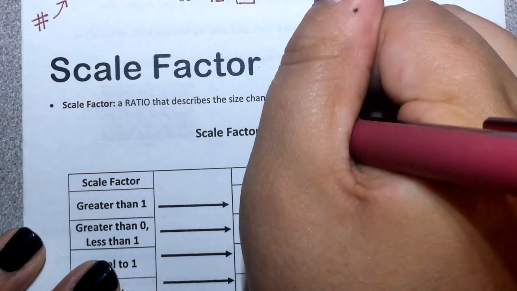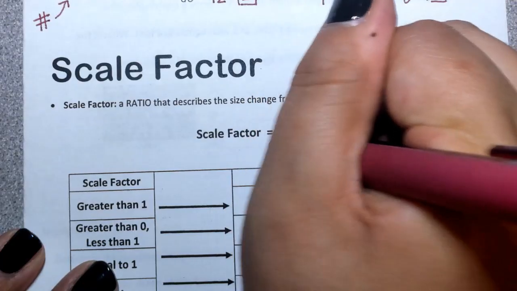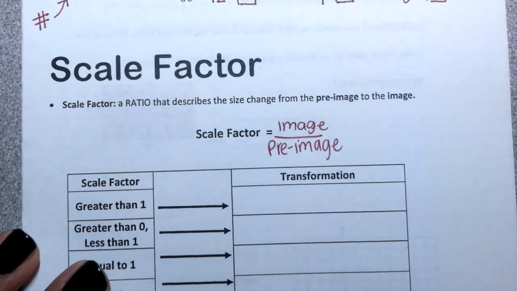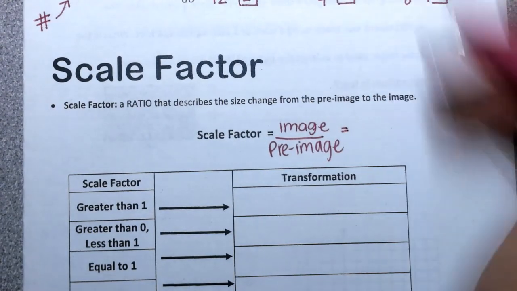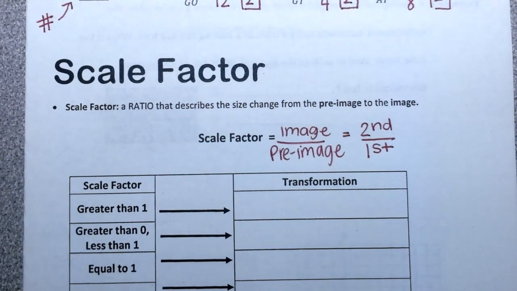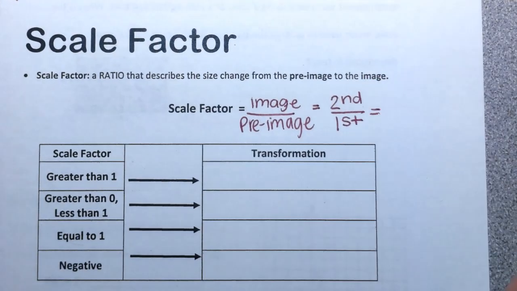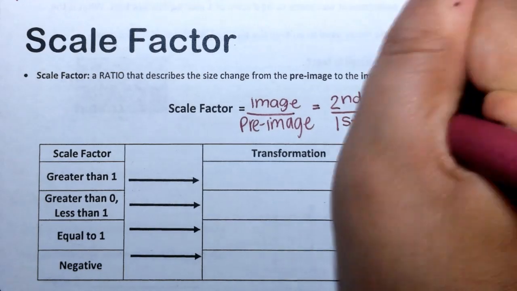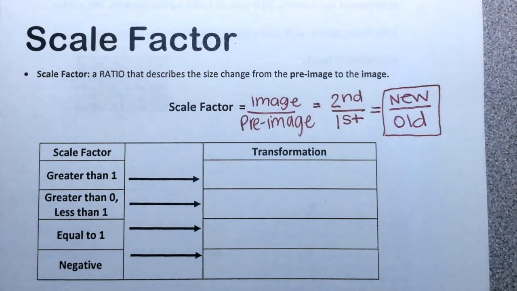You are going to take your image, write this down please, and divide it by your pre-image. Sometimes they will be labeled. Sometimes they will not. So I also want you to know you will take your second over the first. If nothing is labeled, then you take the second thing over the first. Or what I'm going to use is new over old. This is the one I'm going to use most. And you divide and get a number.